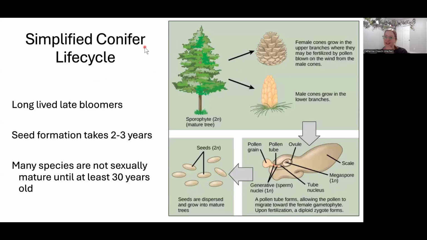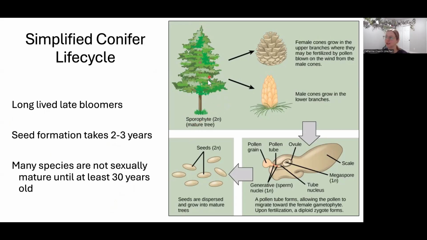Let's talk about the life cycle of a conifer. First, we're going to do a quick overview. Here's my sporophyte. My sporophyte is diploid. This whole thing is going to take 2 to 3 years. They live a really long time, but they're late bloomers. It takes them to be at least 30 years on average before they start having sex. And this is what their sex looks like.